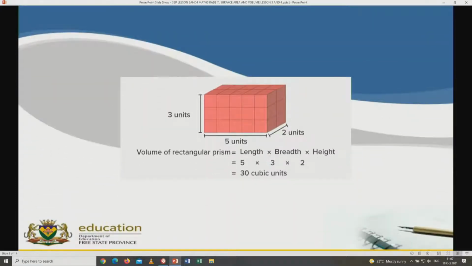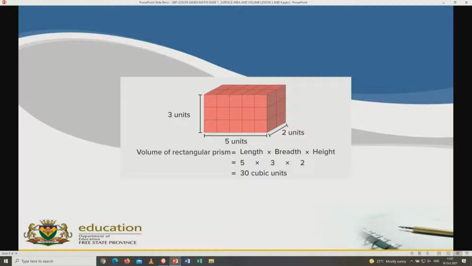Now let's have a look at this rectangular prism here. How many blocks have been used? Okay, the length we have 5. Can you see that? 5. And then the breadth is 2. And the height is from the bottom going up to the top. That is 3.